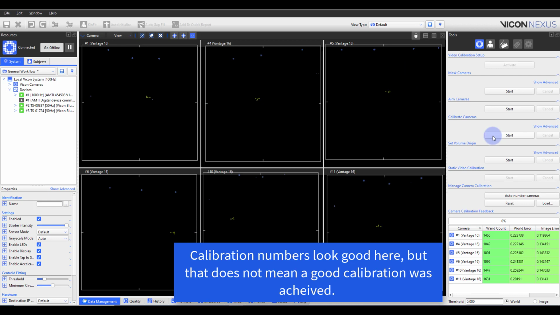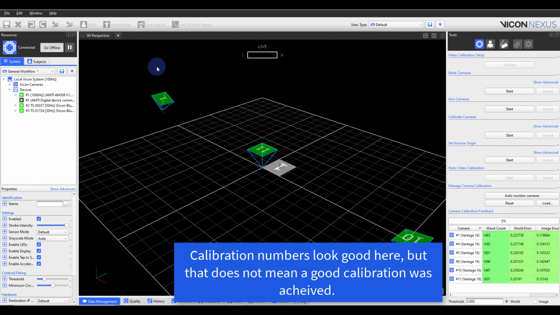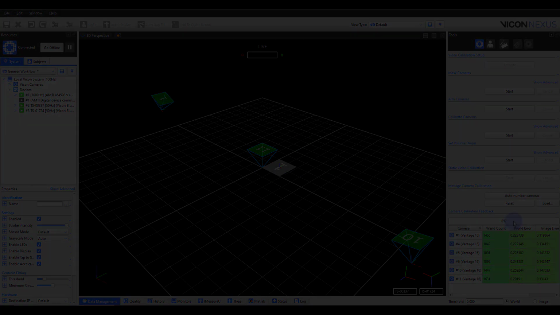If you focus on equal distribution of the wand wave throughout the volume, you are less likely to see this type of behavior.